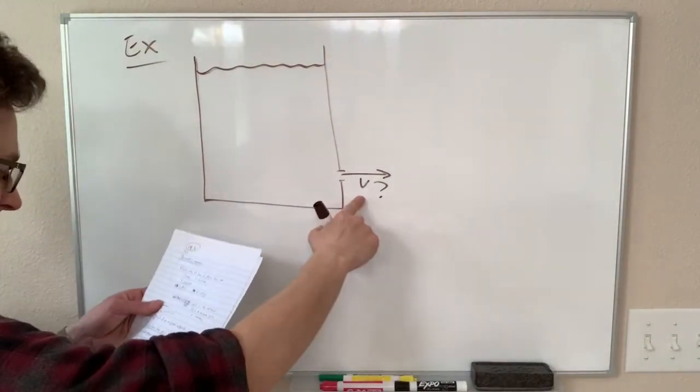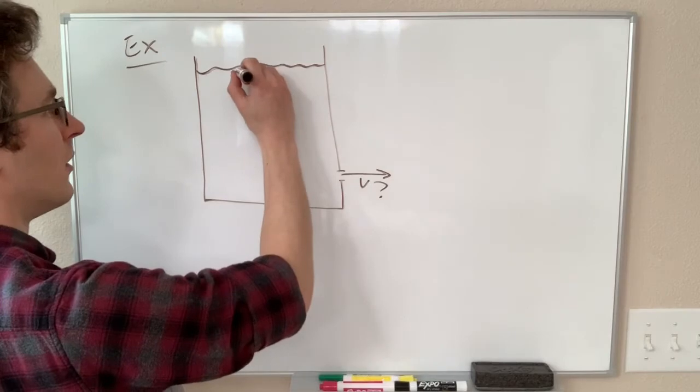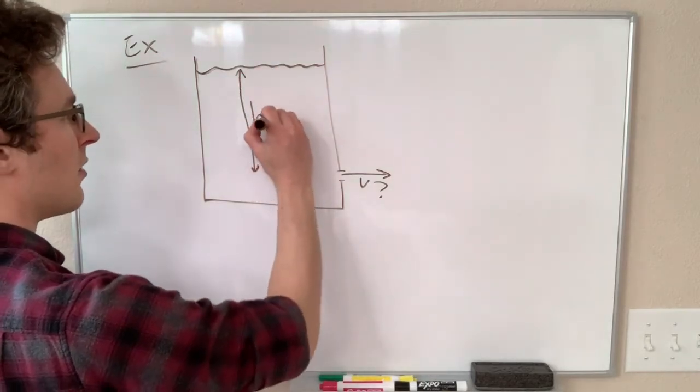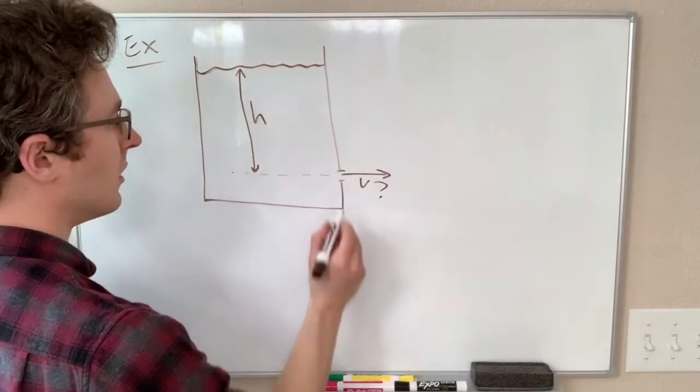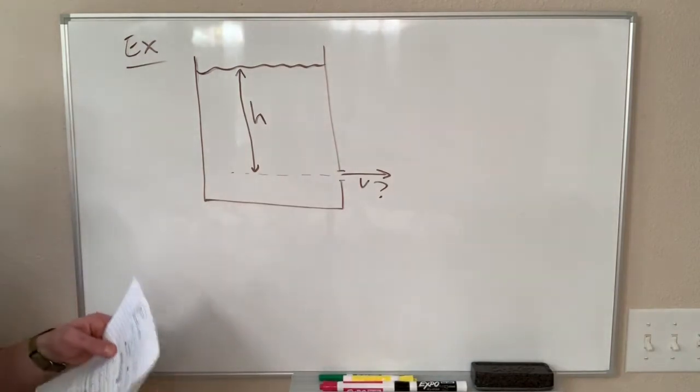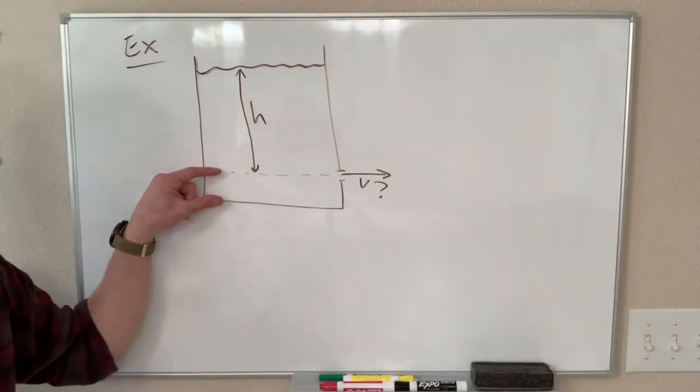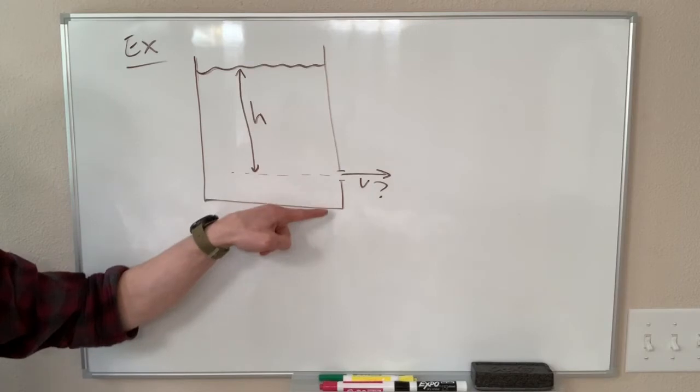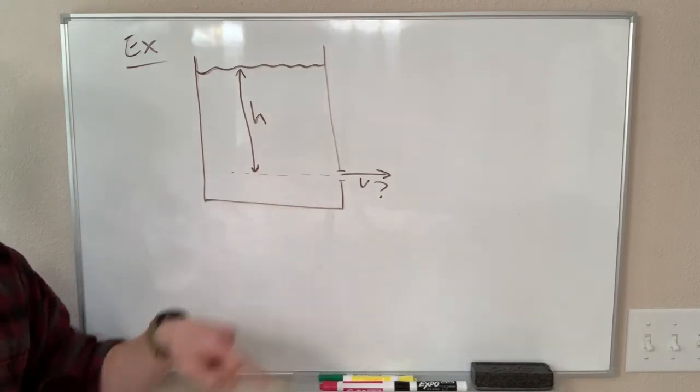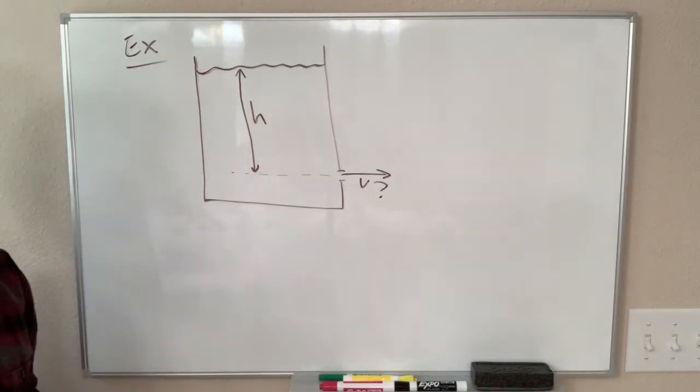So we would like to find this velocity if we know the height h of the water level above this hole. It turns out the water level down here, or the distance between the hole and the bottom of the container, is not going to matter, so I'm not going to label it on this picture.